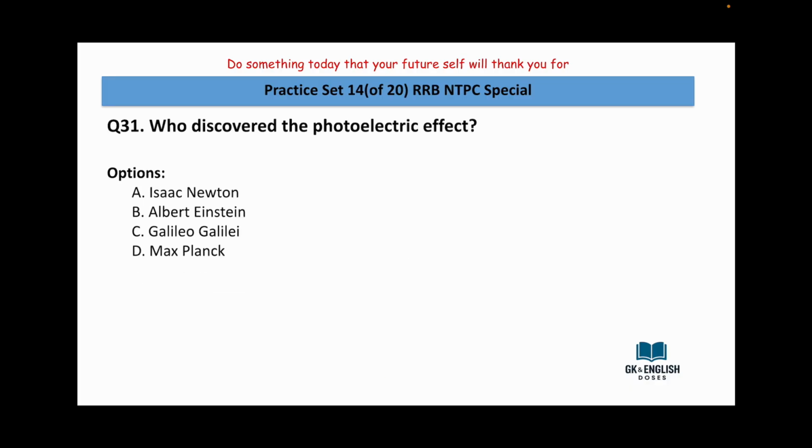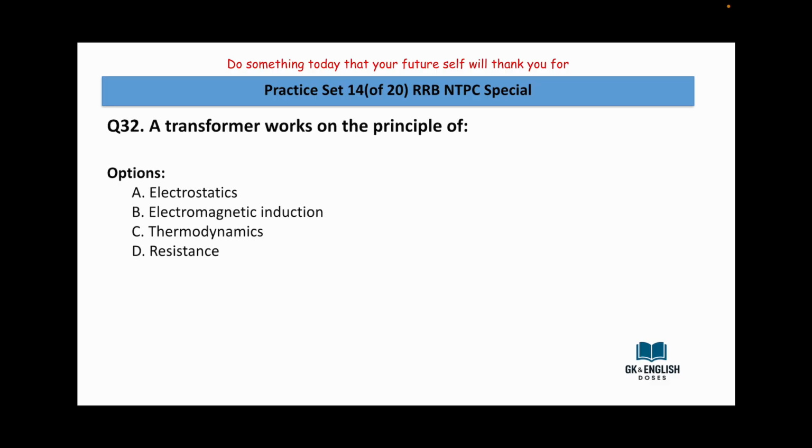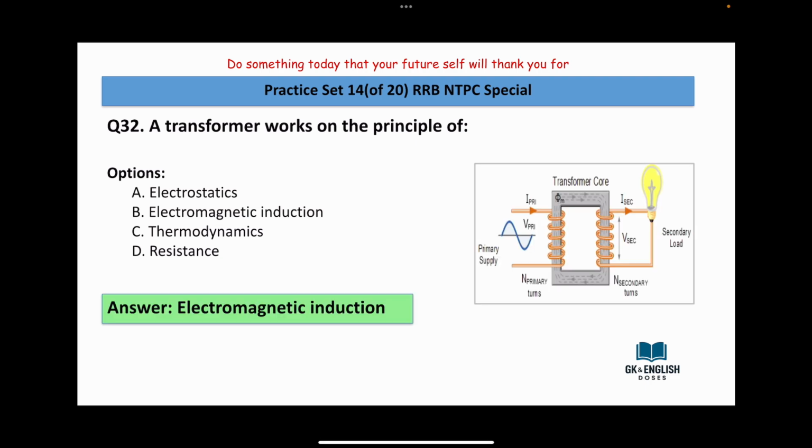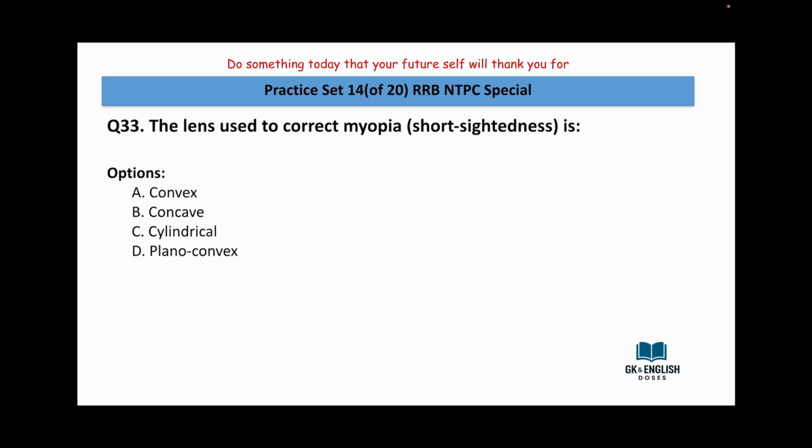Who discovered the photoelectric effect? Isaac Newton, Albert Einstein, Galileo Galilei, Max Planck. And for this question's answer, you will write it in the comment section. A transformer works on the principle of electrostatics, electromagnetic induction, thermodynamics, resistance. And the answer is electromagnetic induction.